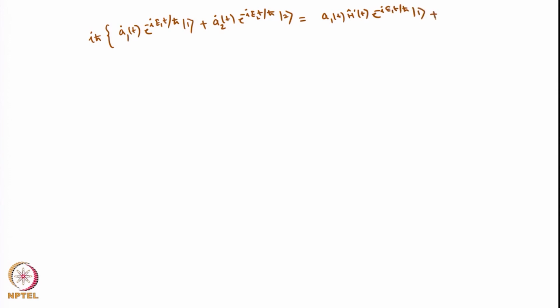Okay. Now let us do this. Let us go back to the first equation that I wrote in the beginning of the lecture, that is nothing but iħ A1 dot t e to the power of minus iE1t by ħ ψ1 plus A2 dot t e to the power of minus iE2t by ħ ψ2 should be equal to A1(t) H'(t) e to the power of minus iE1t by ħ ψ1 plus A2(t) H'(t) e to the power of minus iE2t by ħ ψ2. So that was the equation that we started with.